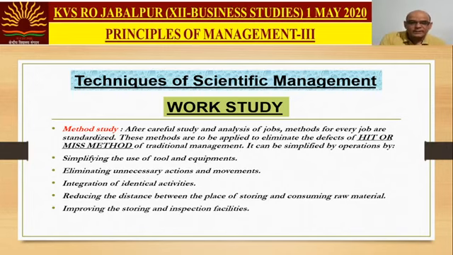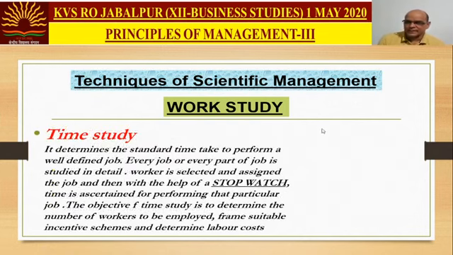Okay. So Taylor said that in work study, the very first study was method study, and the purpose of this study was elimination of defects of the hit or miss method, the trial and error method, and to develop a standard way to perform any task. So all the workers working in the organization are supposed to perform that task in that particular method only. Okay. Second is time study.